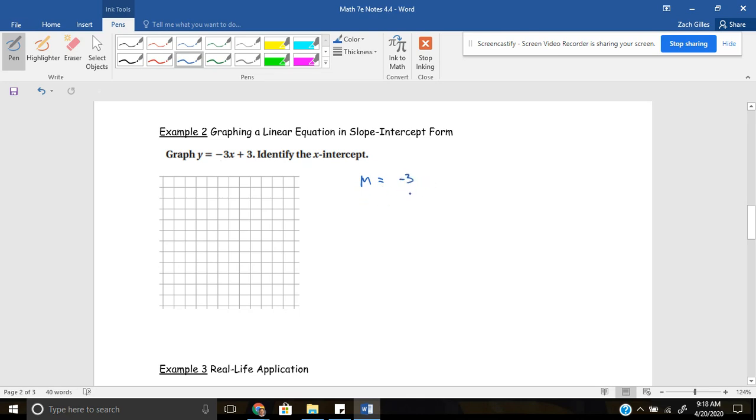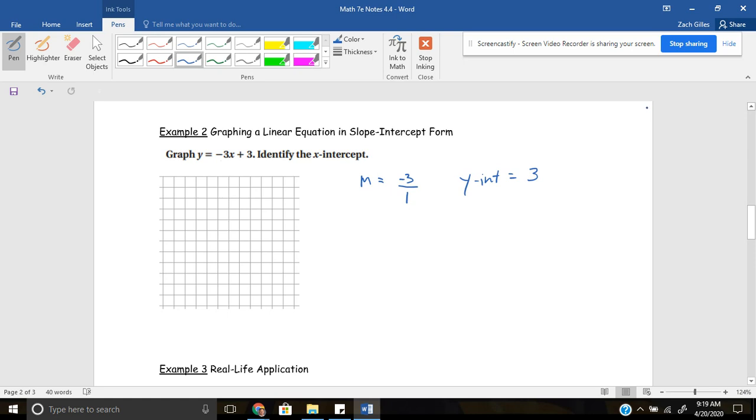Remember, for slope, sometimes it's easier for some students to put it in a fraction form, and I like to do that too. -3 is the same thing as -3/1. So this is rise, this is run. Change in y, change in x. And then my y-intercept is the number that's being added to the end, is 3.